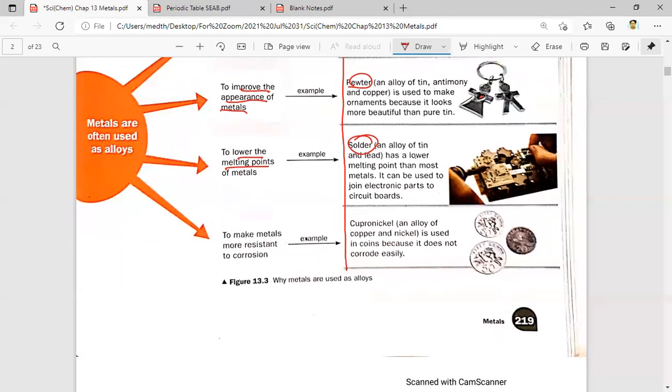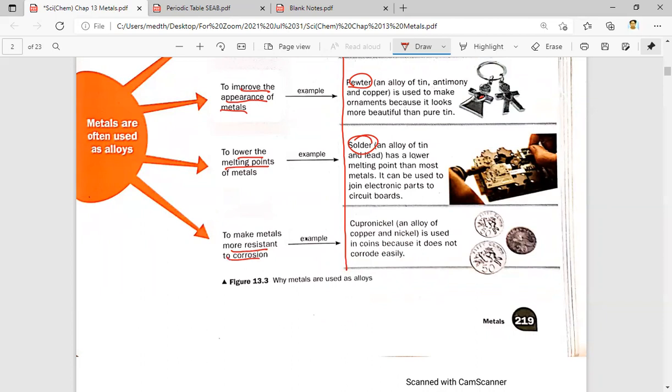Last one, make metals more resistant to corrosion. Cupro-nickel is used in our coins. It allows the coin not to be rusted or corroded so easily. So it makes them more resistant to corrosion.